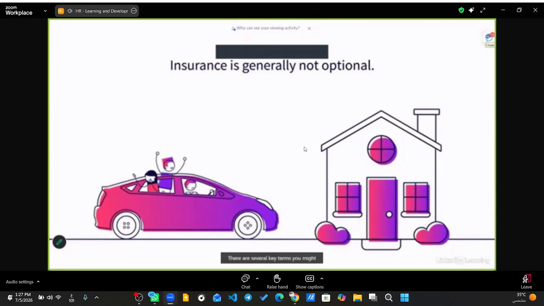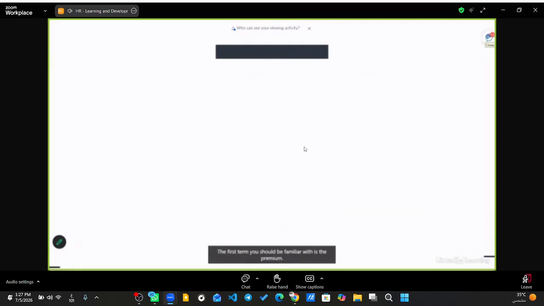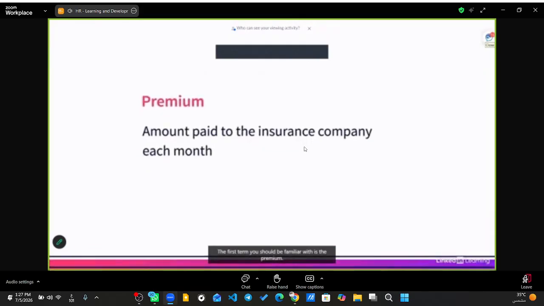There are several key terms you might want to consider when evaluating which P&C option is right for you. The first term you should be familiar with is the premium. The premium is the amount that you must pay to the insurance company each month. The level of premiums will range based on your property value and the choices that you make in your policy.